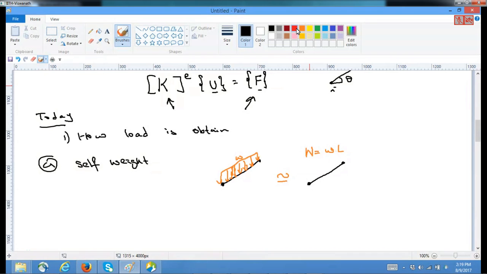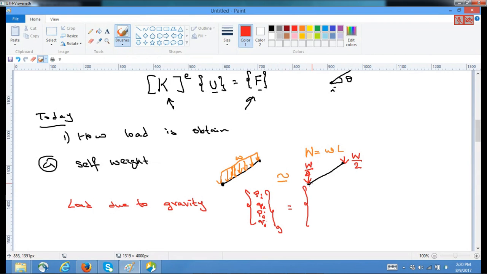and hence it would become W by 2. So we can write, because of this, our load due to gravity, or self weight, or body load, whatever you want to call it, in the x direction. So both are 0. So pi, this is i and this is j.